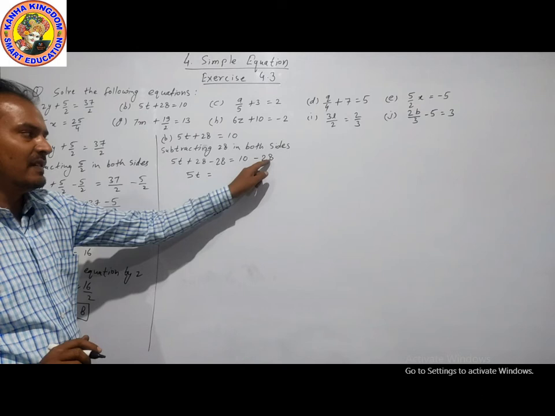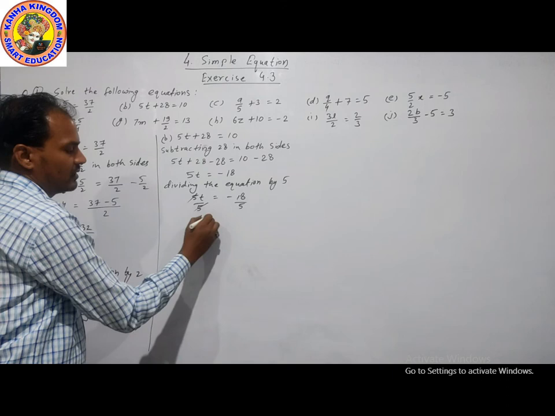Now here t is multiplied by 5, so we will divide by 5. Dividing the equation by 5. Equation is 5t is equal to minus 18. Now divide by 5 on both sides. 5 and 5 cancel. t is equal to minus 18 upon 5. This is our answer.